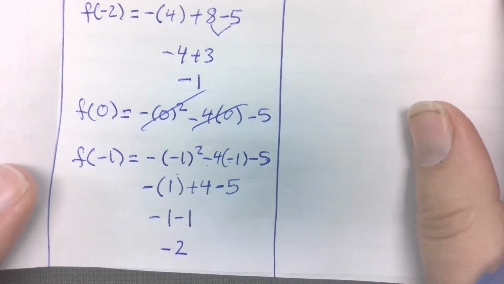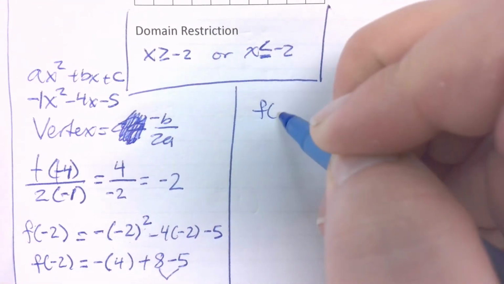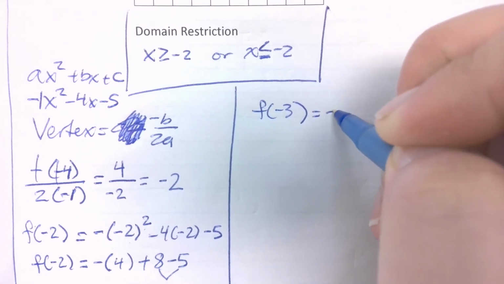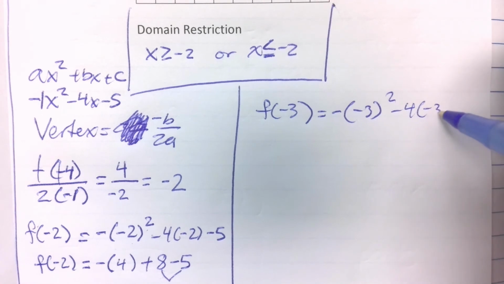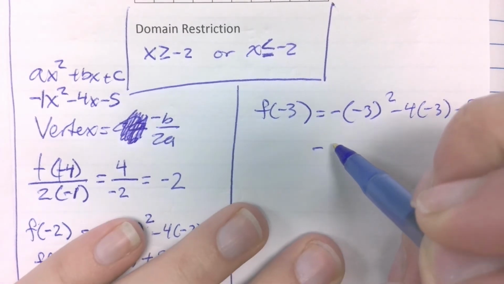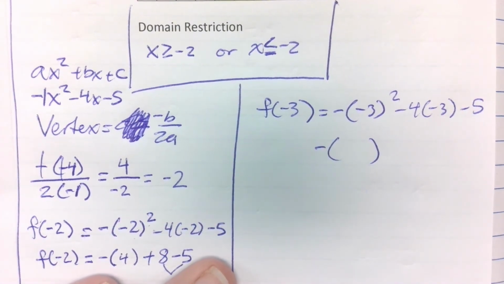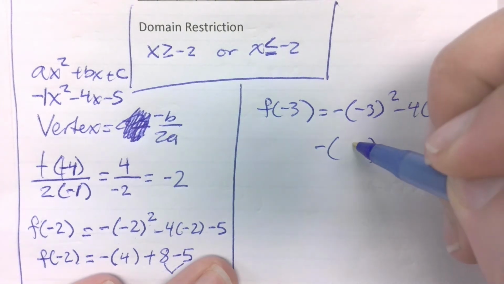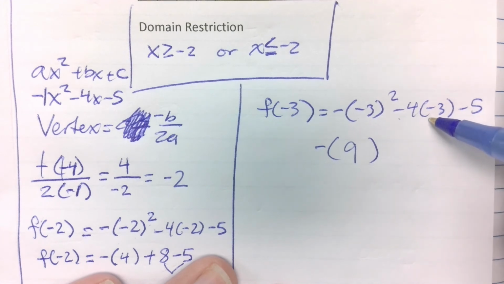Okay, what two numbers do we still need to plug in? Negative 3 and 4. Let's do it. F of negative 3. Negative 3 squared minus 4 times negative 3 minus 5. What is negative 3 squared? Negative 3 times negative 3. Positive 9. What is negative 4 times negative 3?